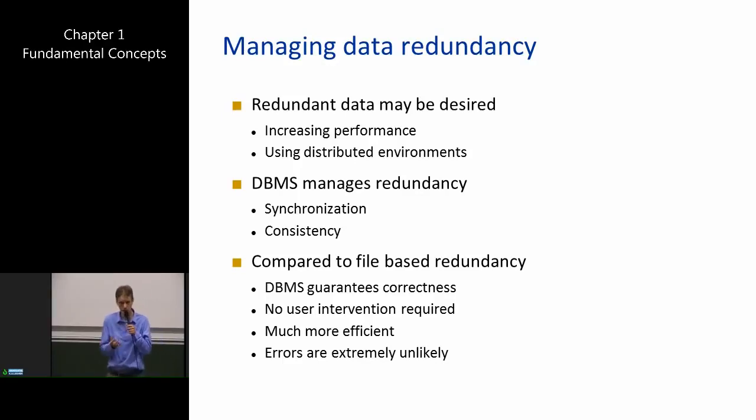In the file-based approach, the user had to actually make sure that if you make an update in one file, the update is also propagated to the other files. Well, in the DBMS approach, this is no longer the case. The DBMS will autonomously do that for you. It will take care of that synchronization, and it will make sure that the data is consistent. So this is a lot more efficient compared to the file-based approach. And errors are extremely unlikely. We are not going to say that they're completely impossible, but they are extremely unlikely because the DBMS is going to take care of everything in a transparent way.